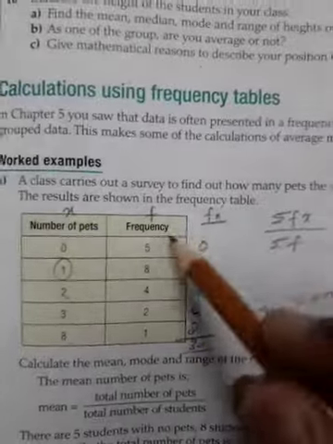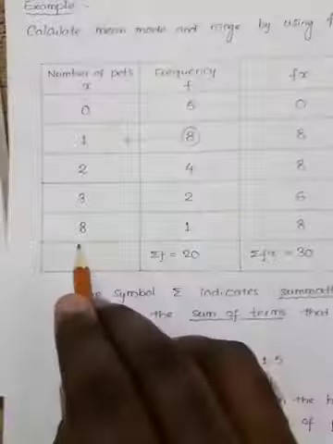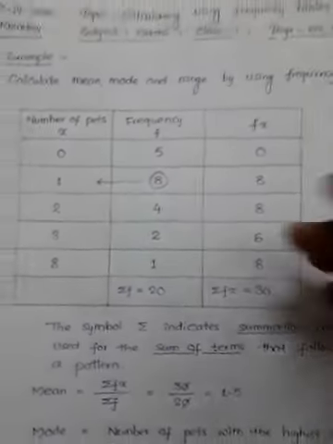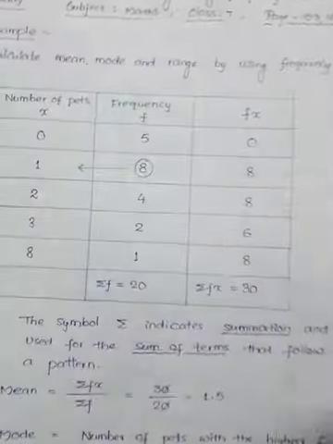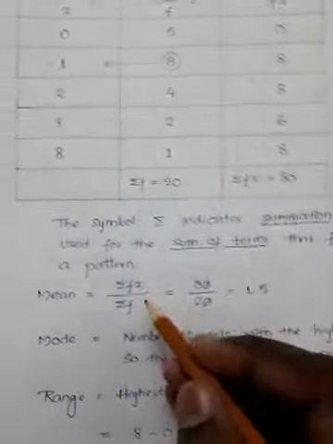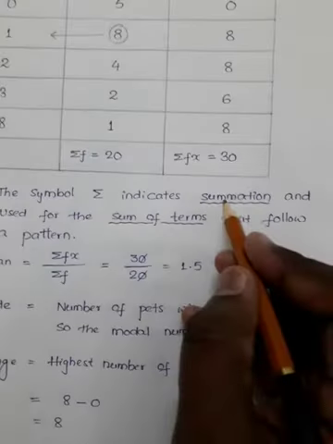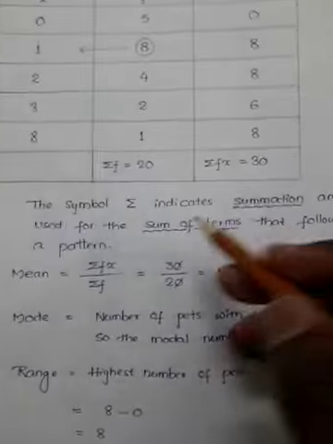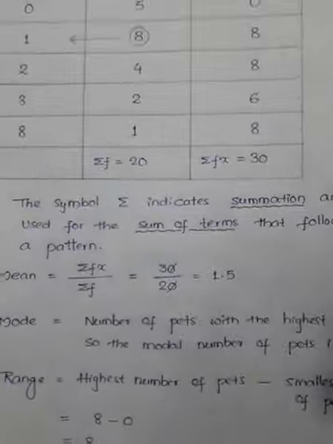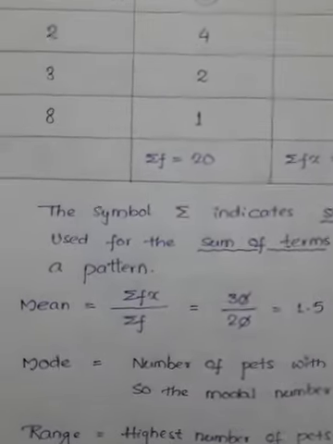Whenever a table like this is given, the first step is to add one column and one row. Clear? Before we find the mean, you have to understand the formula. This symbol is called summation. What is the meaning of summation? It is used for the sum of the terms. Like we know, the mean is the sum of values divided by the number of values. That means this symbol indicates the sum of the terms.